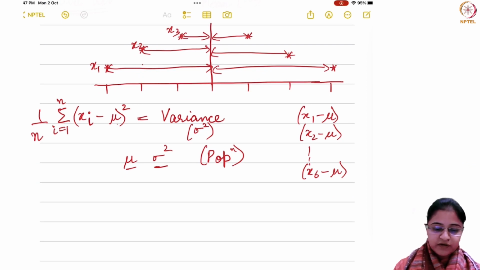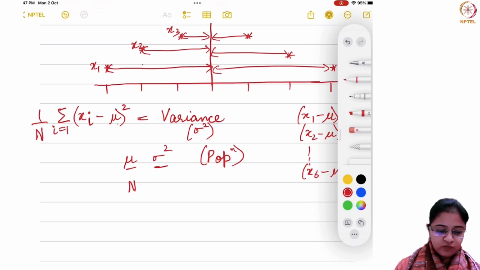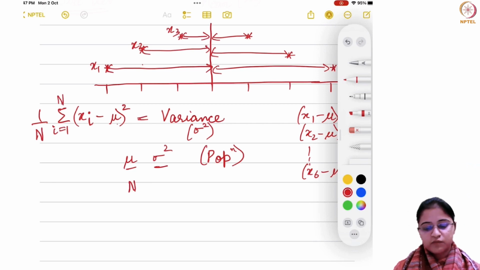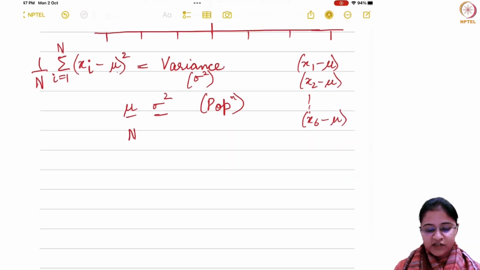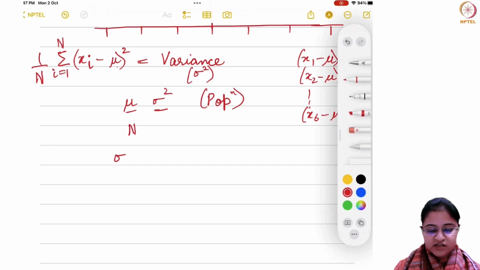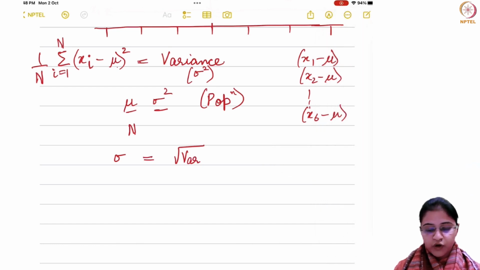So you could better write, because for population size we use capital N. So if you just write capital N over here, then it would make more sense, because we are talking about population variance. Okay. And variance, we know that standard deviation, that is sigma, is just the square root of your variance. Okay.